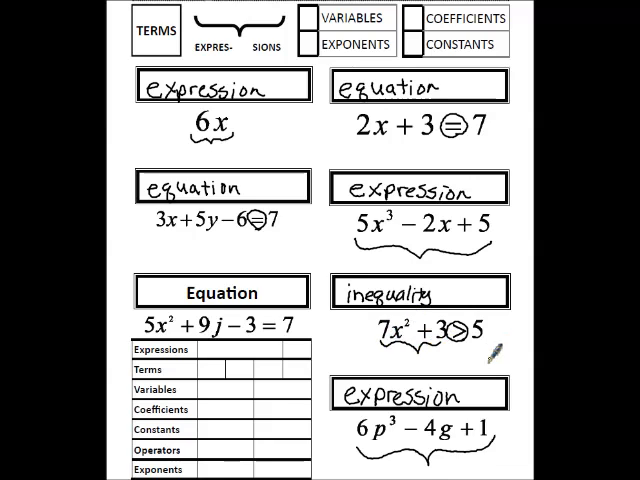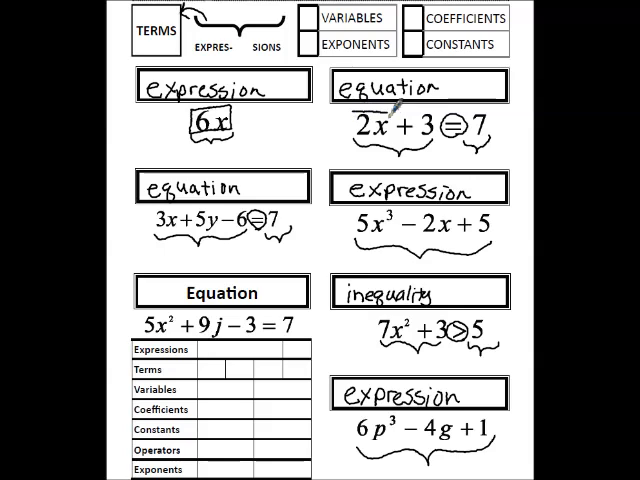Now, equations and inequalities are comparing two equal or unequal expressions. So each side of those number sentences are expressions as well. Now, expressions are broken up by terms. So equations and inequalities are built with expressions, and expressions are built with terms. So this is a one-term expression.